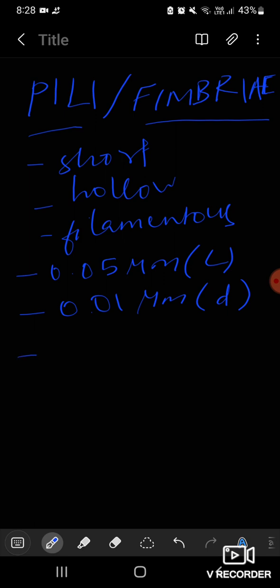So this part can only be found in gram-negative bacteria. So pili is made up of a protein known as pilin protein.